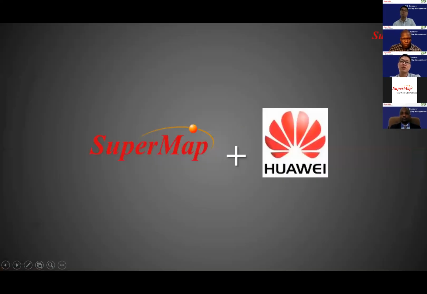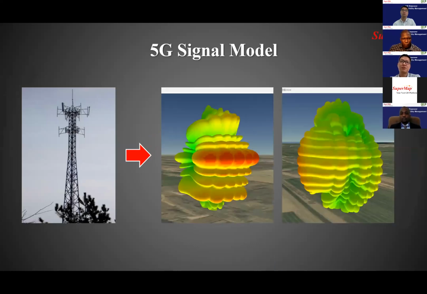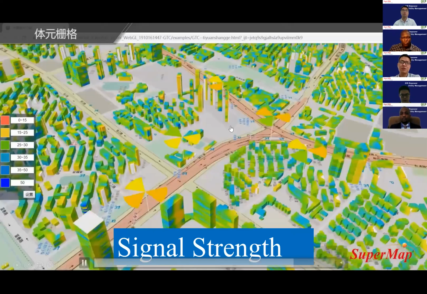Together with the Huawei company, we have developed the technology called Voxel Grid. It is used for simulating 5G signal from a single tower or at the scale of a city in a 3D setting. With the same Voxel Grid technology, we can also simulate earthquake propagation speed.